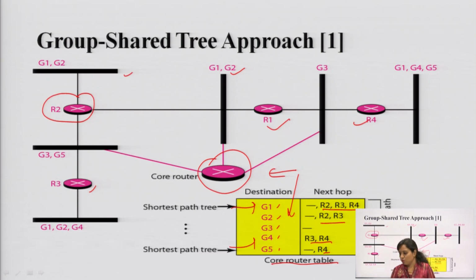In case of this group shared tree approach, a common group root is there, that will act as a core router, and different networks are connected, like this is router R1, this is router R2, this is router R3, this is router R4, and different groups are there, like this is the destination. This routing table will be maintained at this core router.